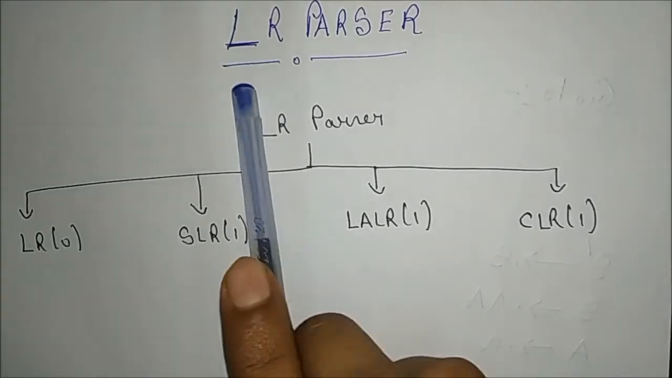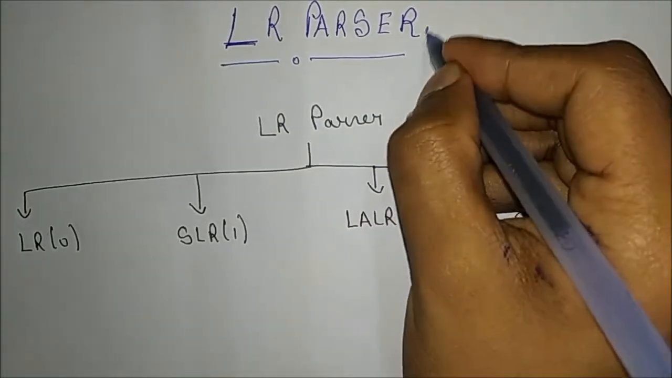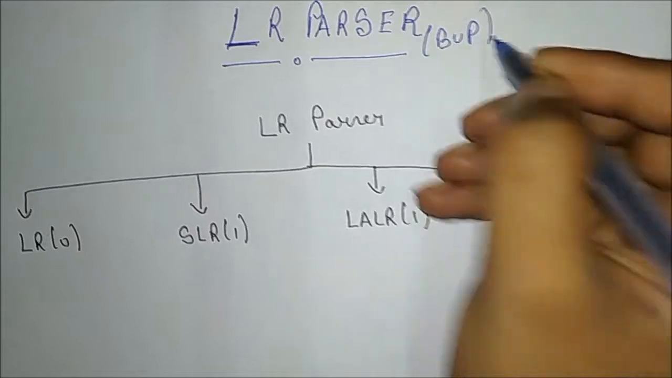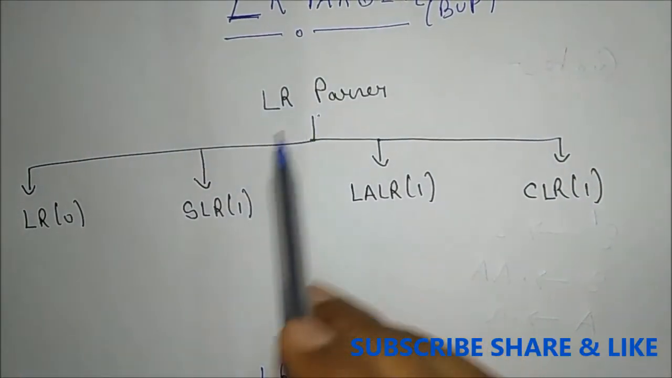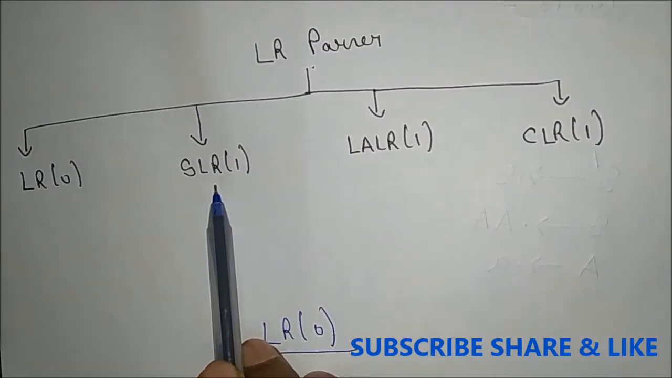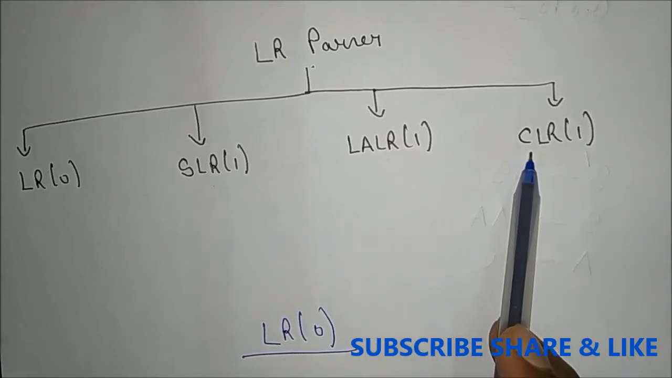Hello everyone, today is about the LR parser. The LR parser is a bottom-up parser. It is divided into four types: LR0 items, SLR1, LALR1, and CLR1.